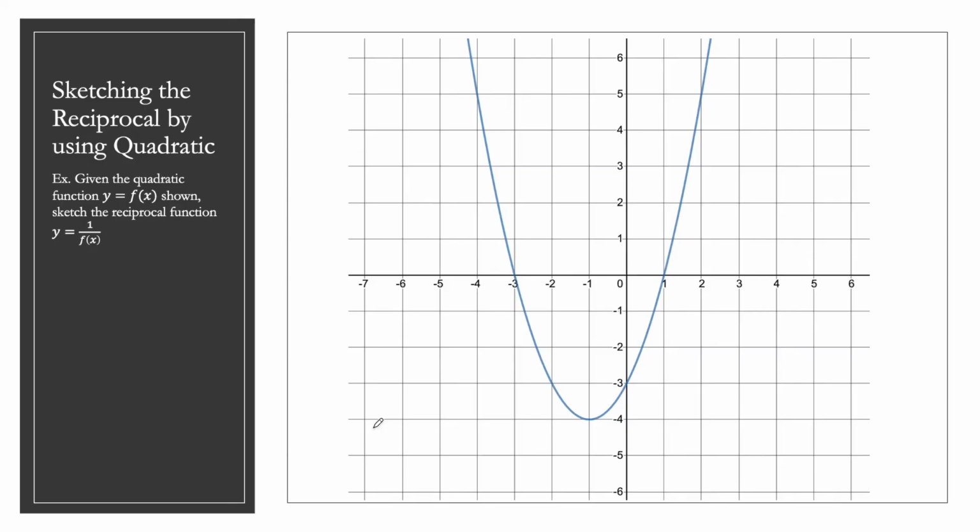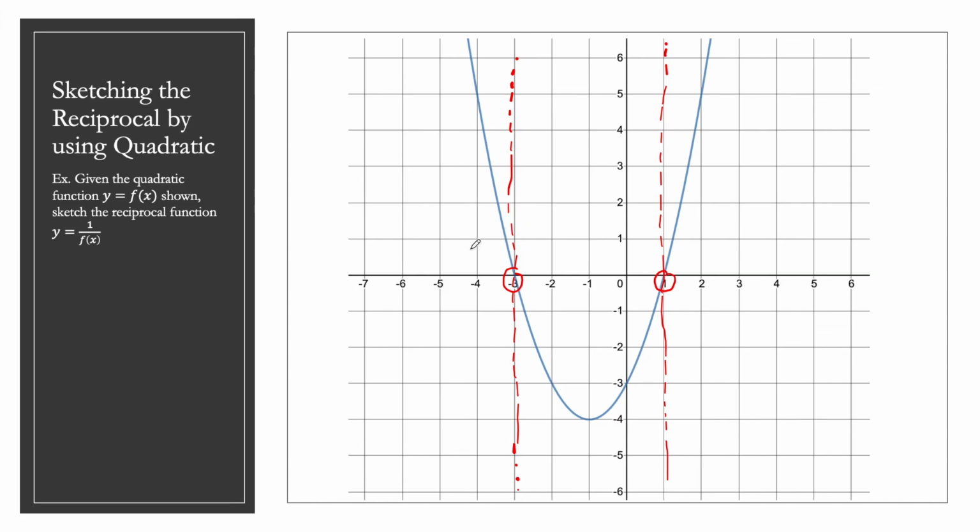Let's look at one last example for sketching the graph of a reciprocal function. And I will go a little bit rogue and simply graph the reciprocal function just based on the first observations that I make. So I first noticed that the zeros of the quadratic function are going to be the vertical asymptotes of the reciprocal function. So I make two vertical asymptotes like this.